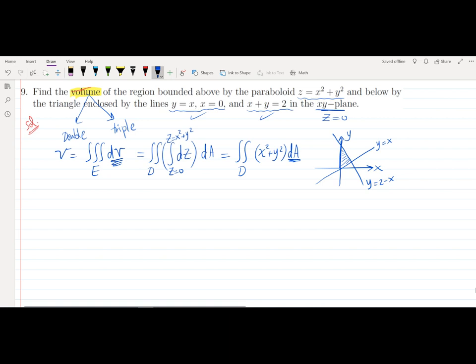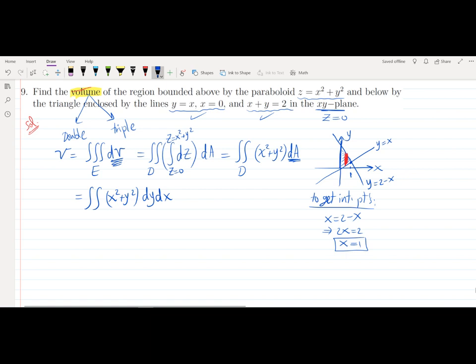We can get this intersection point by equating the two equations. So x equals 2 minus x, then 2x equals 2, you will get that x equals 1. So this point is 1. And then what kind of region may you select? I think it is better here to use the vertical strip or type I region for the double integral. It will be easy and helpful in this problem. And then it will be double integral of x squared plus y squared. For the vertical strip, it will be dy dx, type I region.